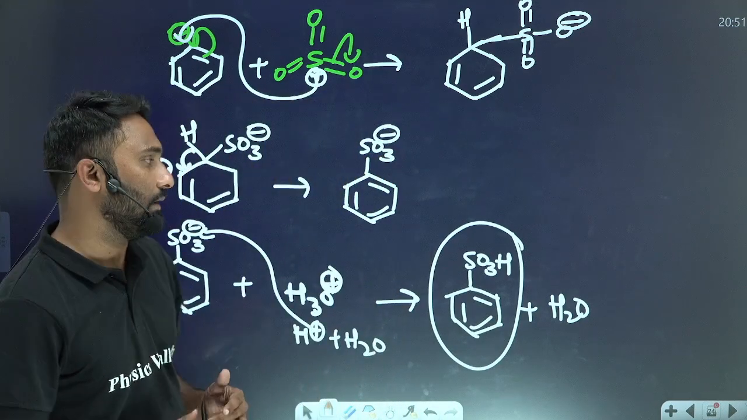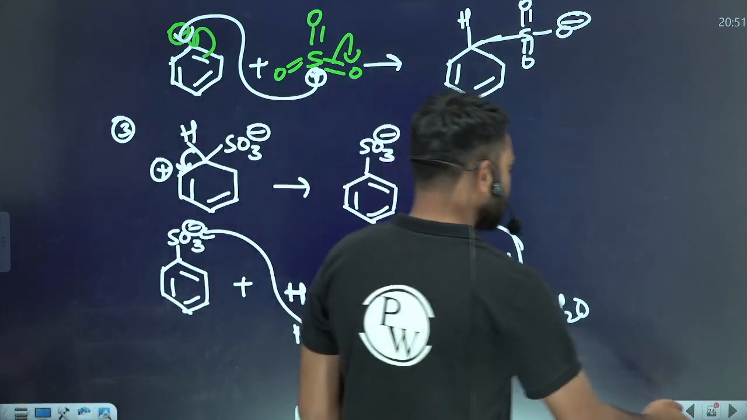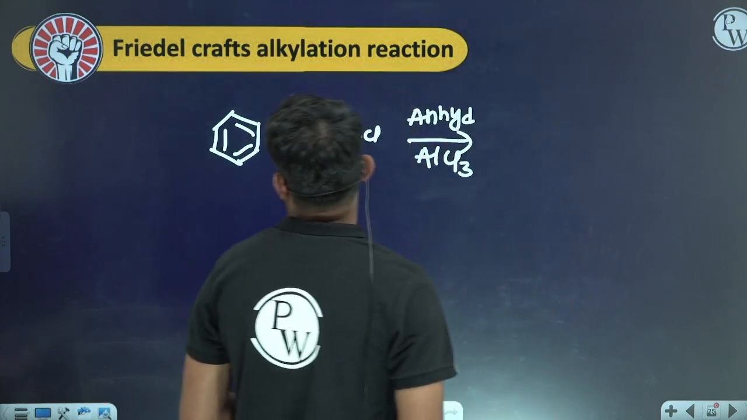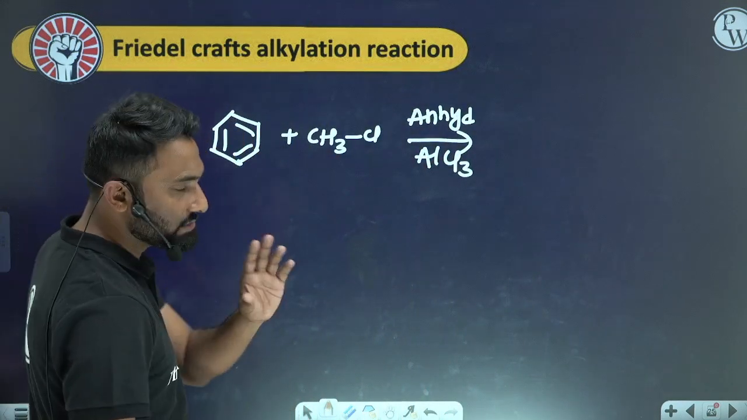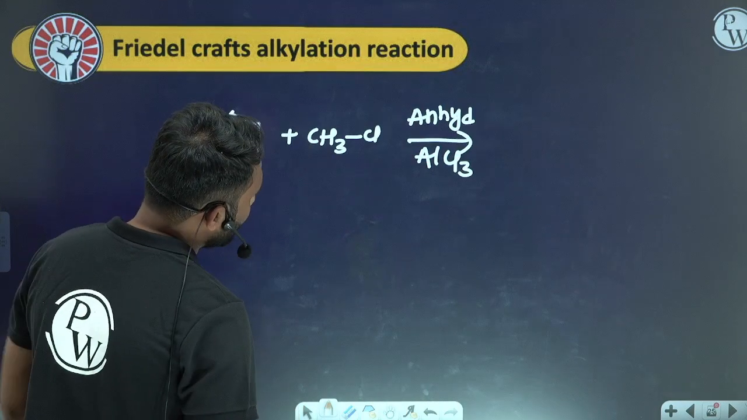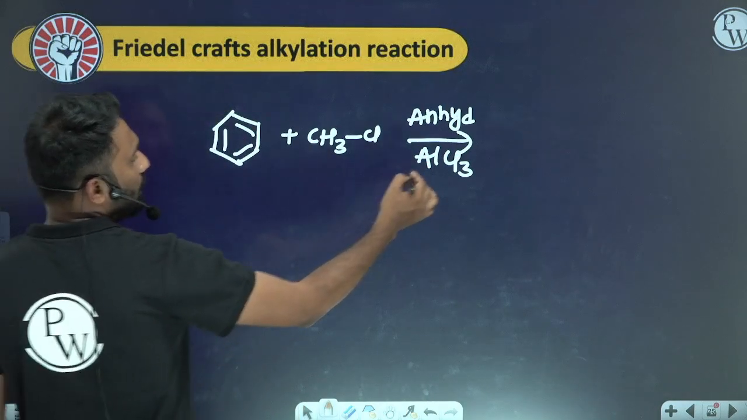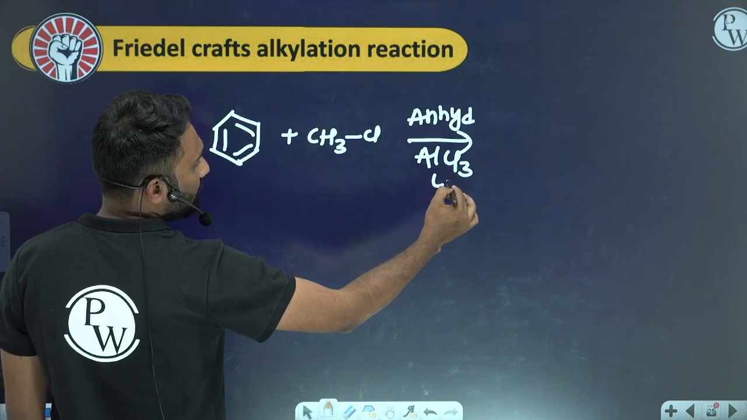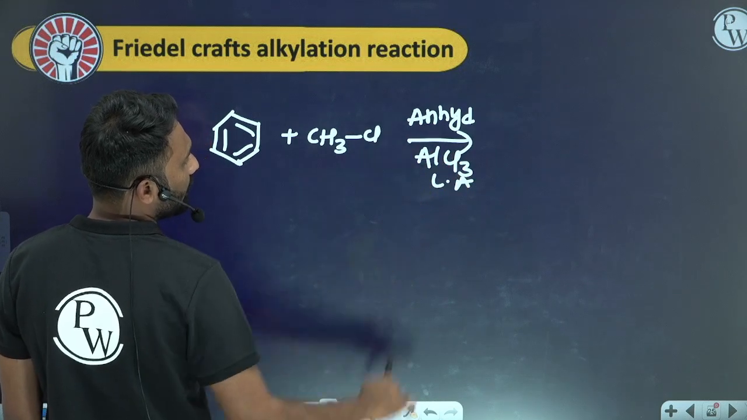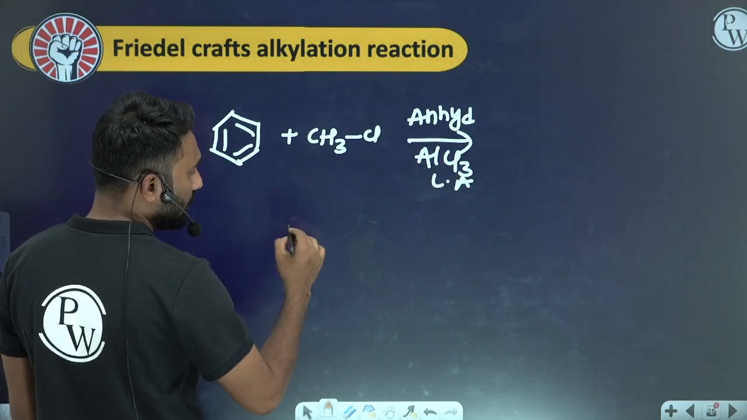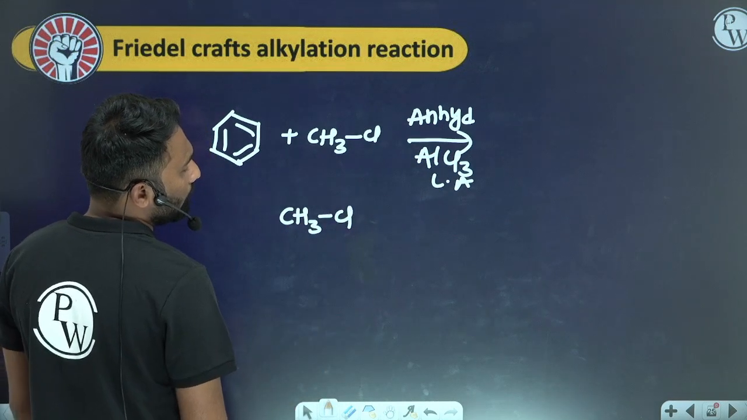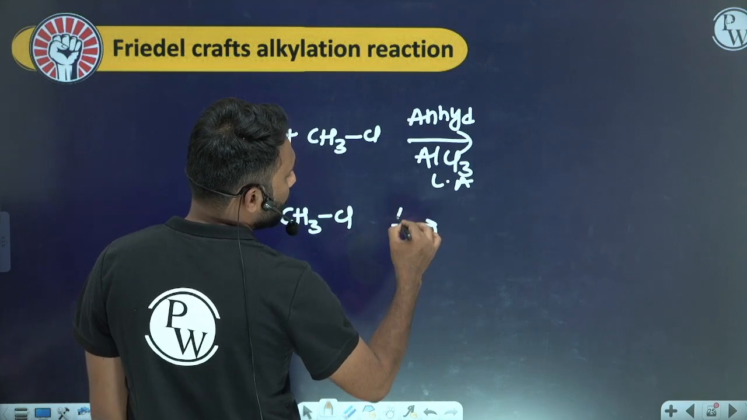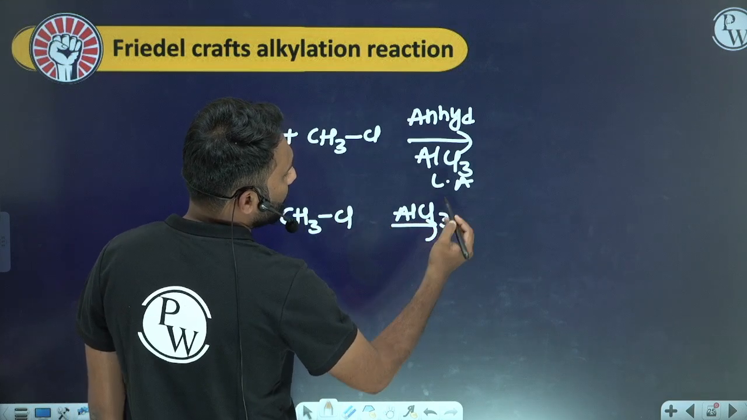Clear? Next, Friedel-Crafts alkylation. Now Friedel-Crafts alkylation is very important. Now in Friedel-Crafts alkylation, AlCl3 is a Lewis acid. Just now I explained how the AlCl3 is acting as a Lewis acid. Now CH3Cl, this is methyl chloride. Now this is AlCl3, anhydrous AlCl3.